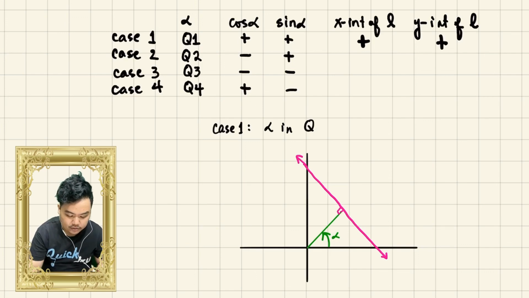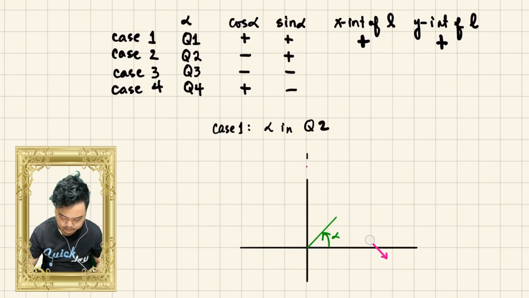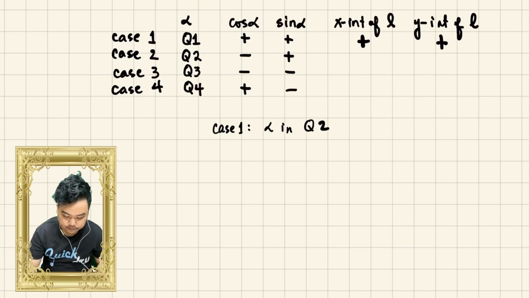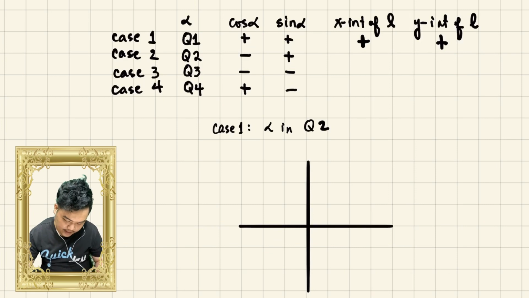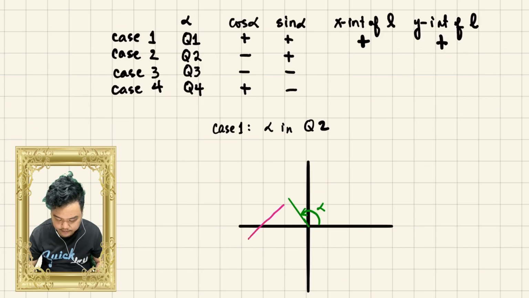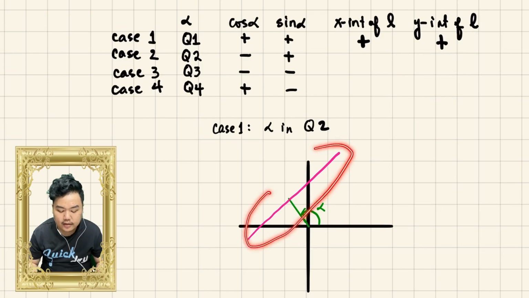Okay, kung nasa quadrant 2 naman yung angle natin, so let me just erase this. Ano kayang mangyayari? So let's say this is our alpha. So yung line natin perpendicular dyan. Okay, so what can you observe? So, parang nasa quadrant 2 rin yung line mo, no? So, ang mangyayari, x-intercept mo negative, ang y-intercept mo positive.